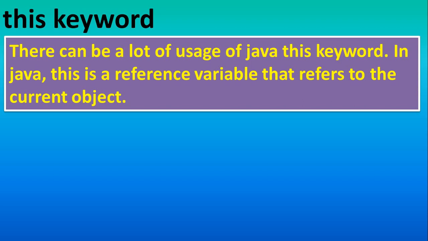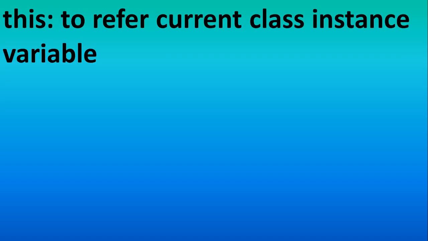So what is the meaning of reference? Reference means it gives the reference of a particular variable. That is the reason it will be used in a particular case, and those cases we will see in this tutorial. First, this is used to refer to the current class instance variable.